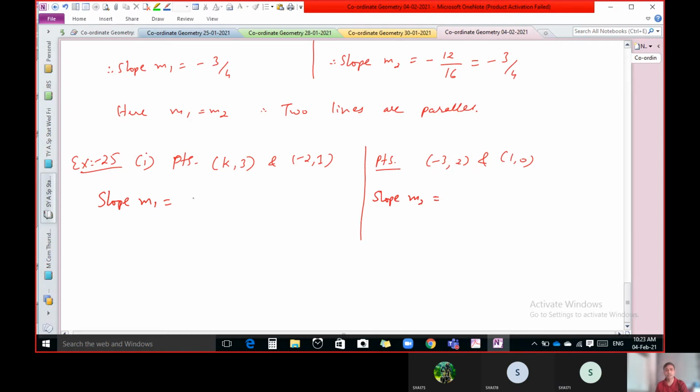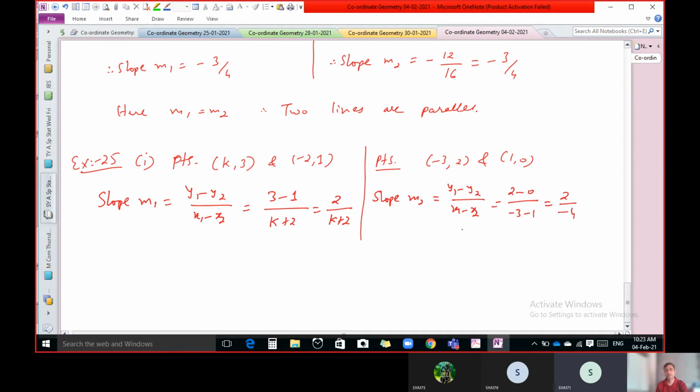So tell me the formula here. y2 minus y1 upon x2 minus x1. Tell me the values. 3 minus 1 upon k plus 2, so we get 2 upon k plus 2. Now for this one, y1 minus y2 upon x1 minus x2, and tell me the answer. 2 minus 0 upon minus 3 minus 1. So what we get? 2 upon minus 4.